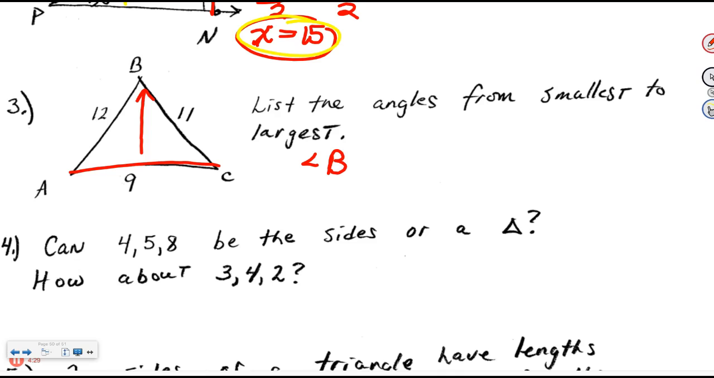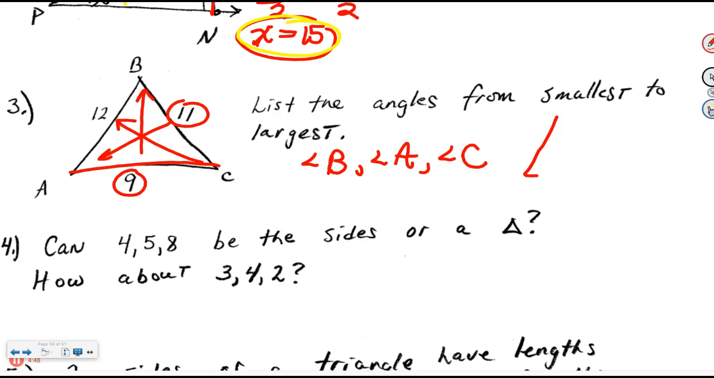If I'm asked what is the largest angle, I go across from the largest side. But this one said to list them. So that's small, across from the smallest side. Then I go to the middle and head across. So the medium angle would be angle A. And then the largest angle would be angle C. So again, to get the longest angle, go across from the longest side. To get the longest side, go across from the longest angle.